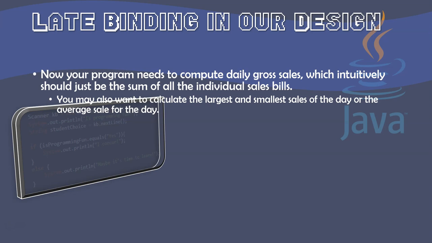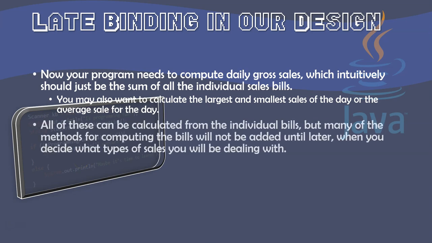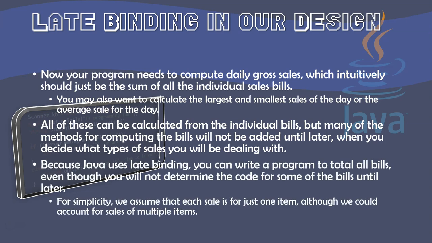Well, we may also want to calculate, for example, what was our largest sale for the day? Or what was our smallest sale for the day? Or how much did we make on average per sale? Now, all these, of course, can be calculated from individual bills, but many of the methods for computing the bills will not be added until we look at the program later when we decide what type of sales we want to be dealing with. Now, because Java uses late binding, we can technically write a program to total all the bills, even though we don't necessarily know the code for some of the bills yet. And for simplicity today, we're going to assume that each sale is just for one item rather than a multi-item sale.